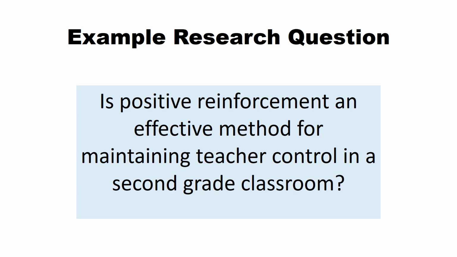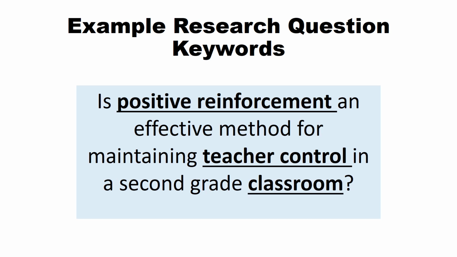Now, this research question, if you went ahead and typed it into a database just the way it is on the screen now, you might encounter some problems because there are too many terms. So what we have to do at this point, once we have a research question, is identify those terms that are the most important in this question. So doing that, we can go to this point here. So now we've identified some key words out of our research question: positive reinforcement, teacher control, and then classroom.